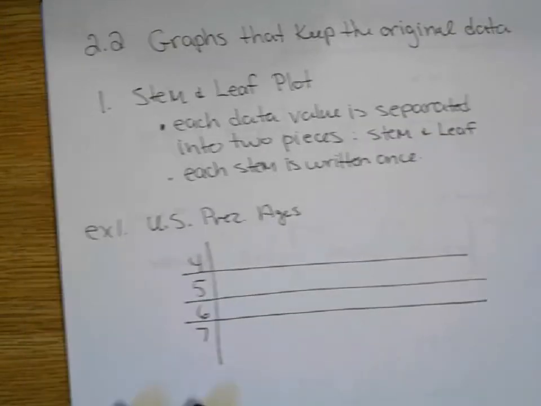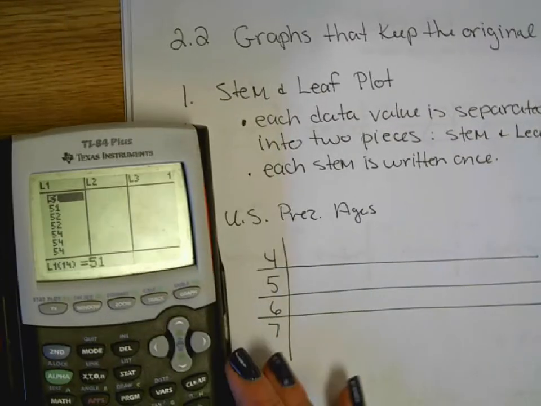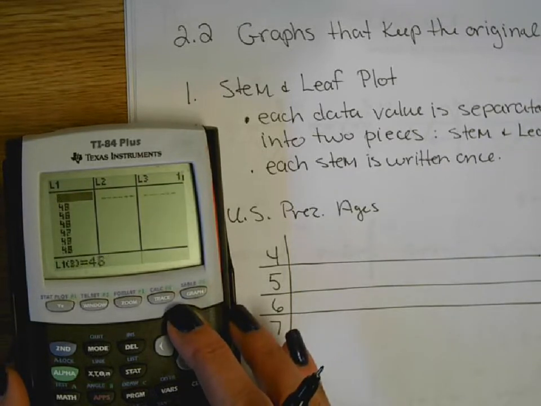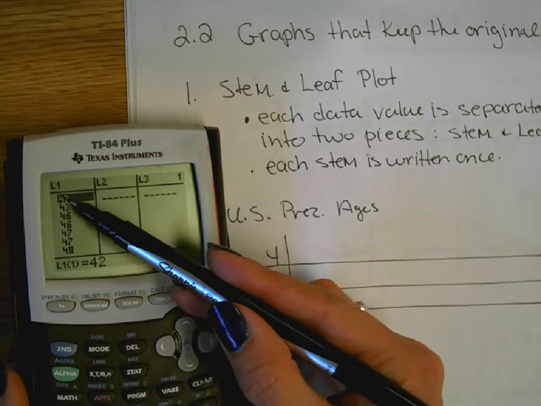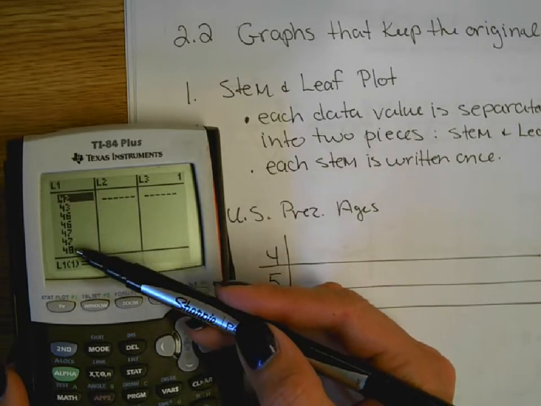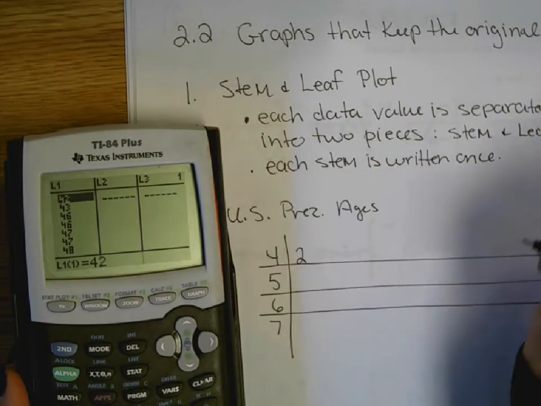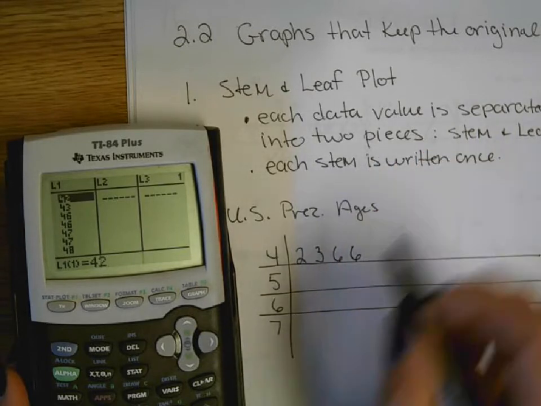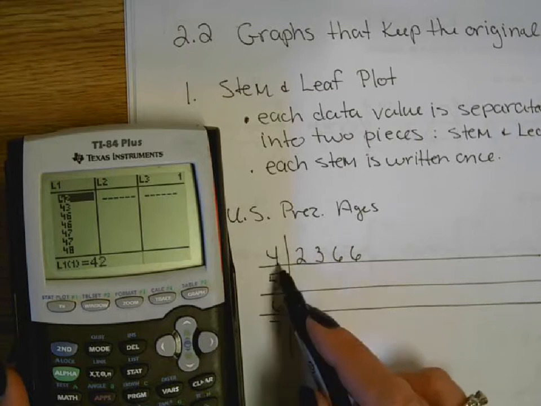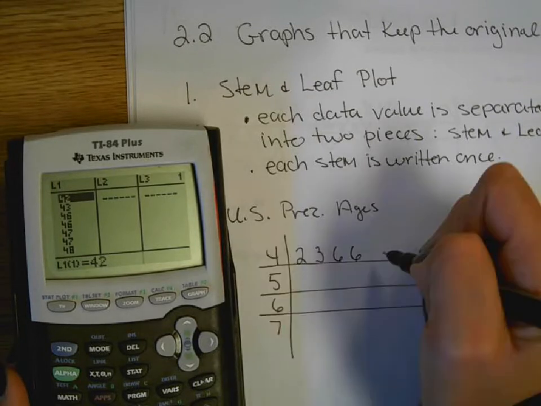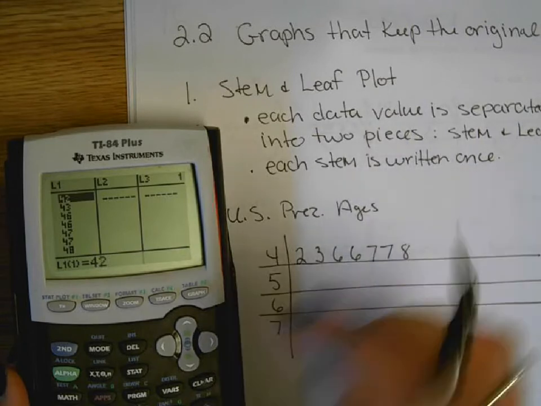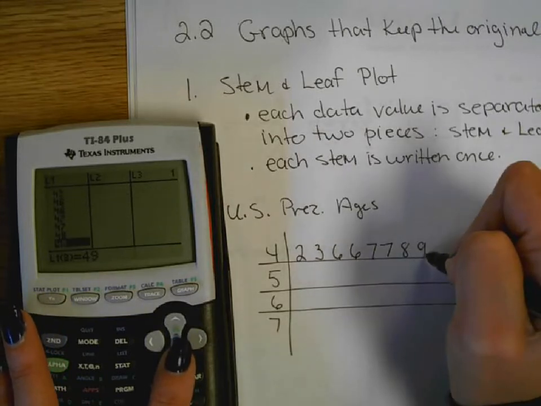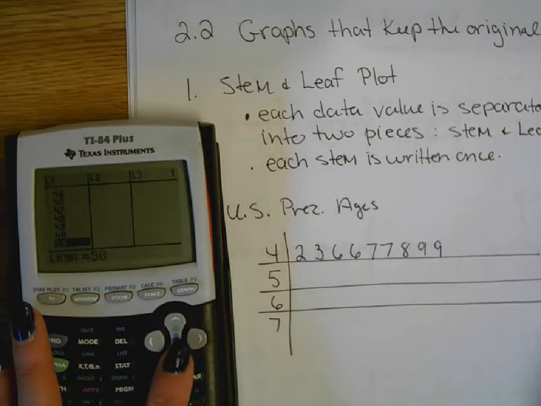And like I said, every single data value is included here. So what you should do when you have one of these is put your values in a list and get them in order, because the leaves have to be in order. If you look, our youngest was 42, 43, 46, 46, 47, 47, 48. So I'm just going to start writing. The ones digit gets written once. 3, 6, 6. So each of these numbers means 40, a 42-year-old, 43-year-old, 46-year-old, 46-year-old. 7, 7, 8, and you just keep going until you get to the 50s. And then we get a 49, 49. Every data value is included.